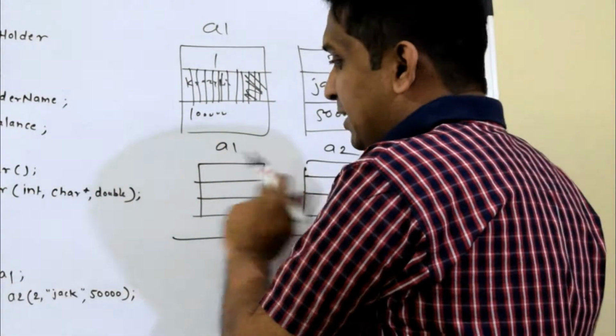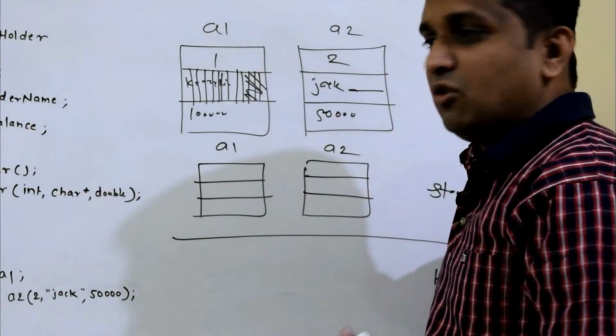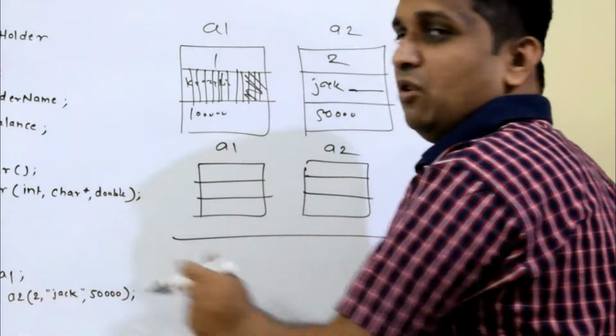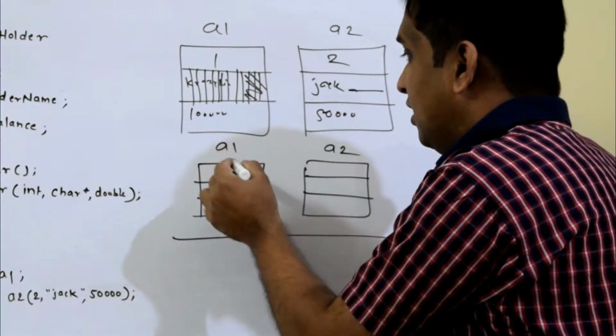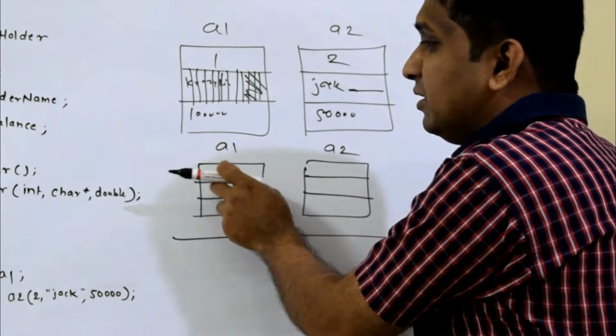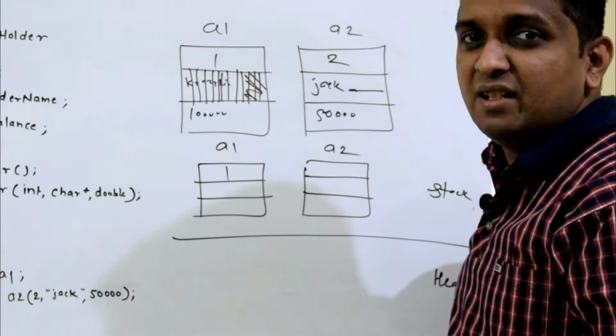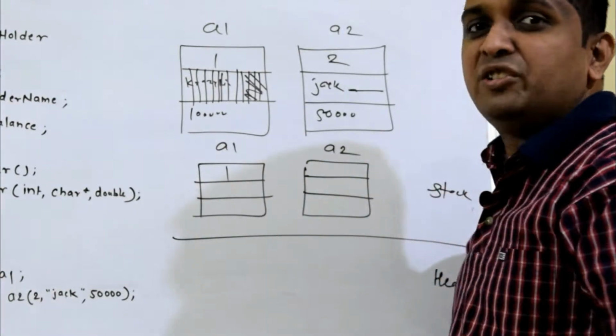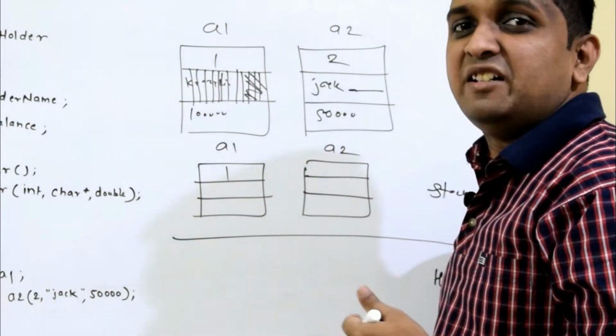After that, memory allocation happens and the corresponding constructor will get called for A1 and A2. A1 will call the default constructor, so the default constructor will store 1 over here. Now inside the default constructor you cannot store the value directly inside the name member because now it is not an array, it is a pointer.